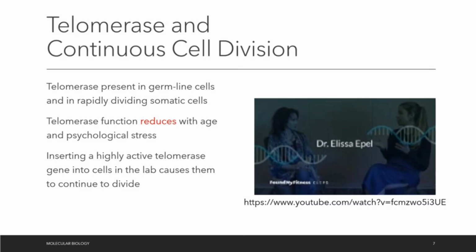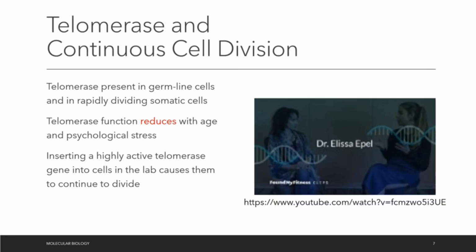However, as a person ages, or as a person is undergoing psychological stress, telomerase function may actually be affected. Sometimes we sort of jokingly say that when somebody gets too stressed, the person ages faster. There is actually some physiological reason behind that, because the telomerase actions are actually weakened in people who are undergoing psychological stress.